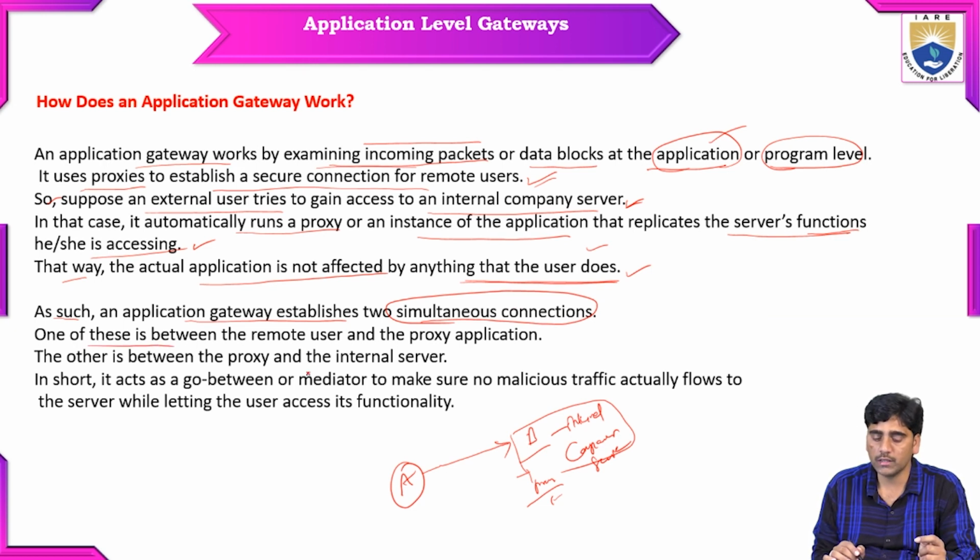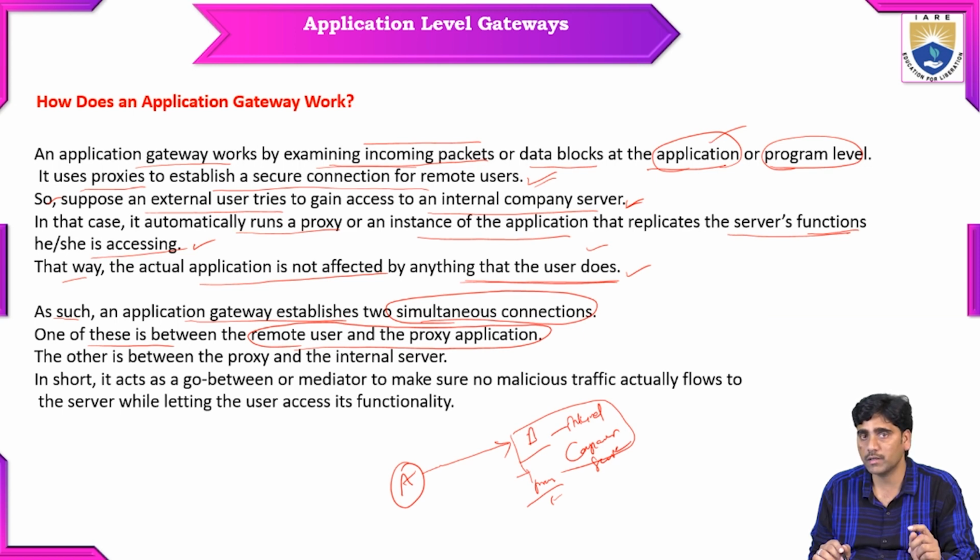One of these is between the remote user and the proxy application. So two simultaneous connections are established by our application level gateway. One of these connections is established between the remote user and the proxy application. The other is between the proxy and the internal server.